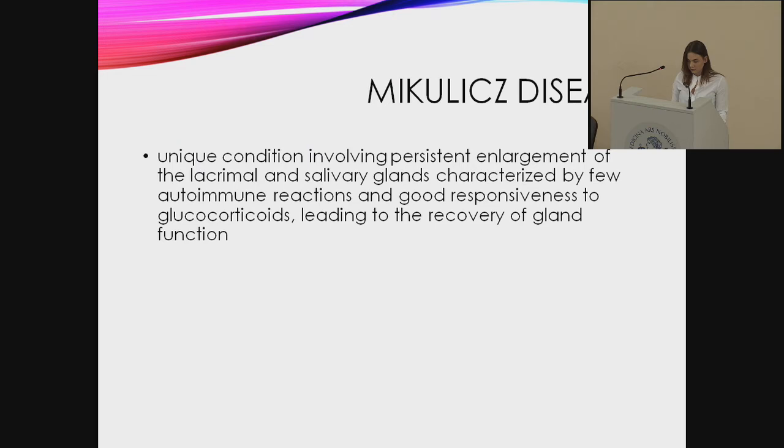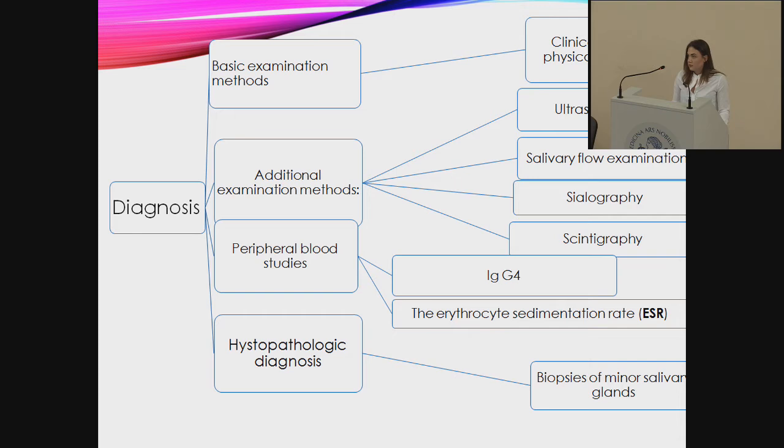Next is Mikulicz's disease. It's a condition involving persistent enlargement of the lacrimal and salivary glands, characterized by a few autoimmune reactions, and it is known to respond well to glucocorticoids. The diagnosis slide, as you can see, is the same as for Sjogren's syndrome, but there are slight differences in peripheral blood studies. It is estimated that increased immunoglobulin G4 quantities can be revealed.